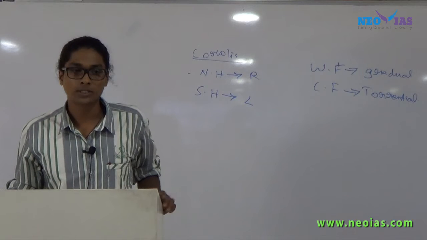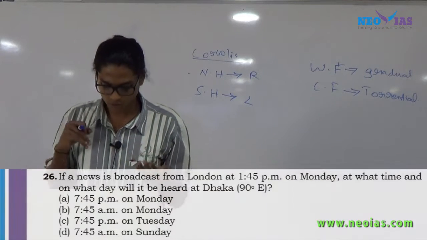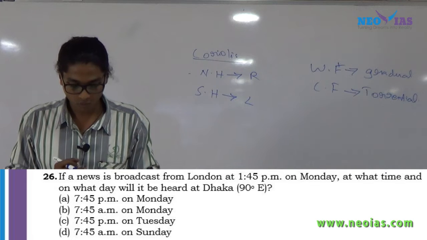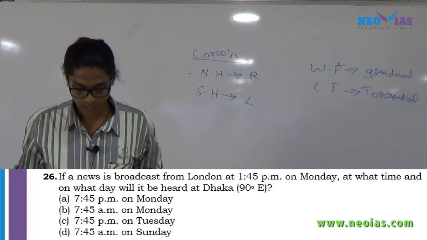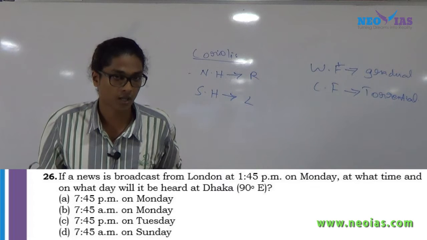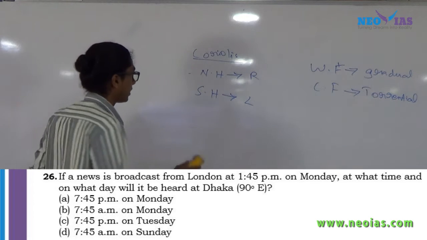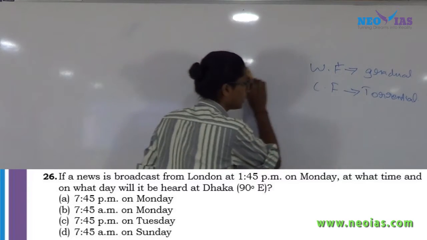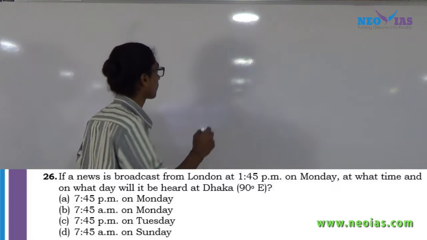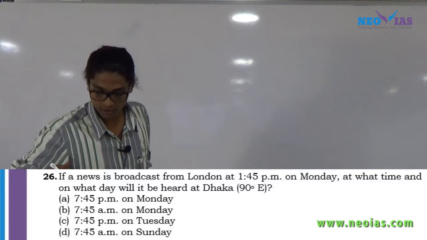Now the 26th question. Just go through the question. If a news is broadcast from London at 1:45 p.m. on Monday, at what time and on what day will it be heard at Dhaka? And the longitude is being given as 90° east longitude. The question number 26.